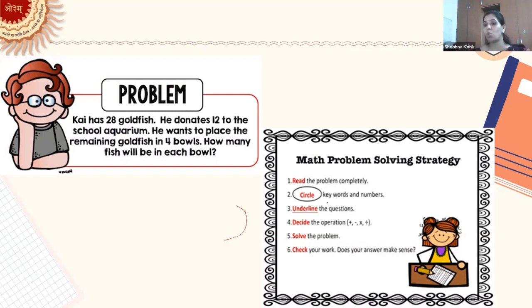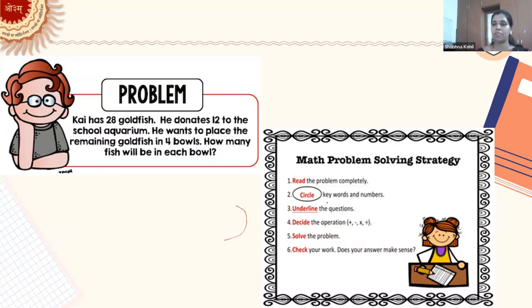The first step is over. 28 minus 12. What will be the answer? 16. Now, decide the operation. Already he decided he has to subtract and find out the remaining ones, then solve the problem. Now, what is the next step? They're asking he has to place the remaining goldfish in 4 bowls. Now you have 16 fishes. You have to put them in 4 bowls. Now you have to decide what you have to do here.